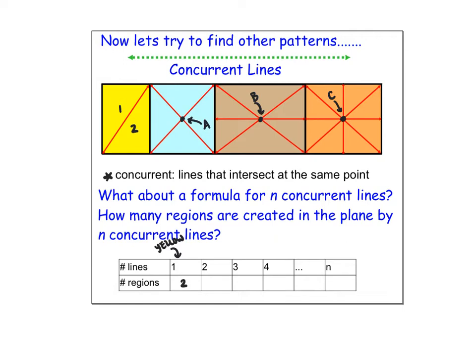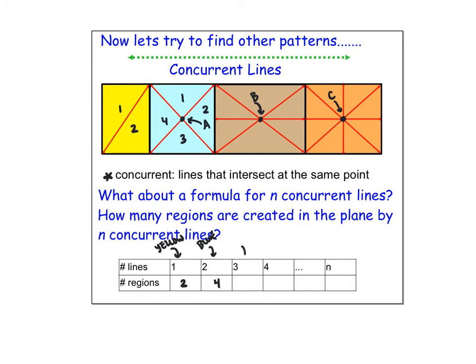Okay. How about in the second box, which is the blue box? Reminds me of blue blockers. Some of you may remember that. Actually, probably none of you. There are 4 regions created. Okay, so I've got 4 regions created with 2 concurrent lines.